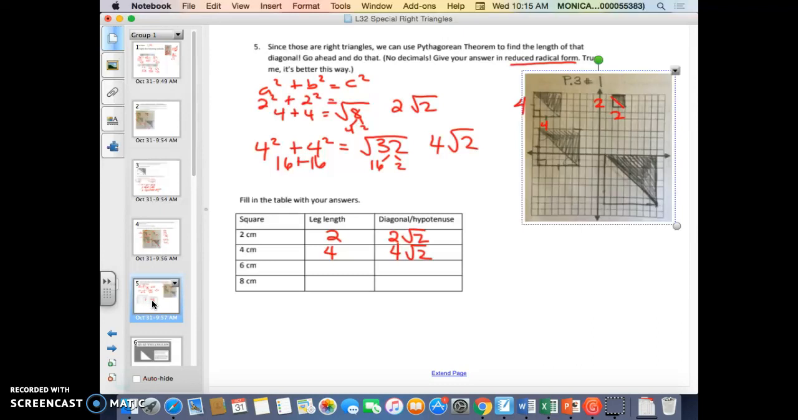What you should find if you do the same thing for 6, when the leg length is 6, the diagonal or the hypotenuse is 6 square roots of 2. And when it's 8, you'll find out that the diagonal is 8 square roots of 2.